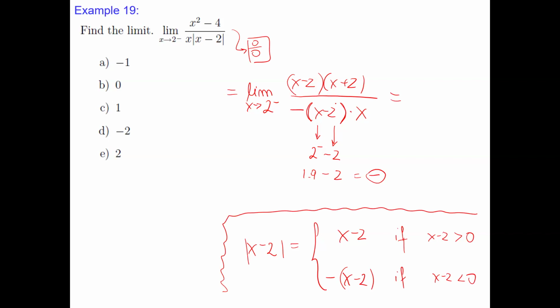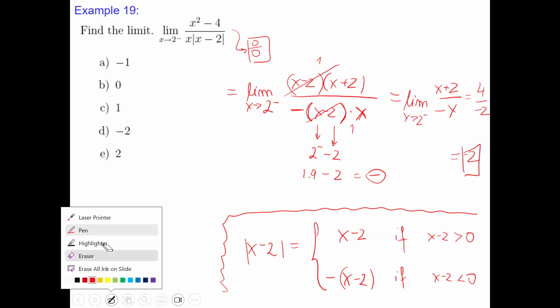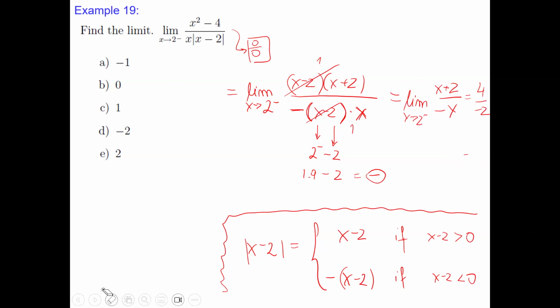Okay, that means now we have everything. We can cancel out the common factors. We will end up having (x plus 2) over negative x. Substituting now 2, we will have 4 over negative 2. The final answer is negative 2. I'm just substituting 2, and we have this answer. Okay, I hope you did enjoy a couple of examples of functions with absolute value and their limits with indeterminate forms. Thank you.